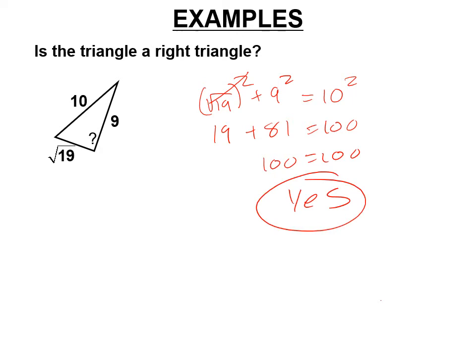Now, that side, the square root of 19, is an irrational number that goes on forever. But if it's exactly the square root of 19, then this will have to be a right angle right there, opposite the longest side, and that will have to be a right triangle.